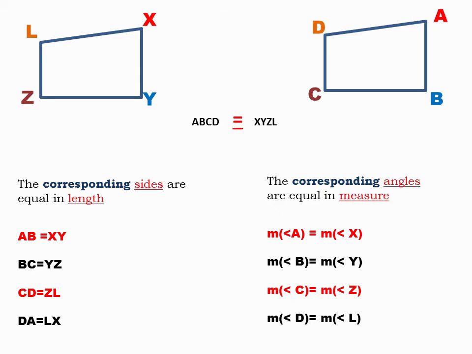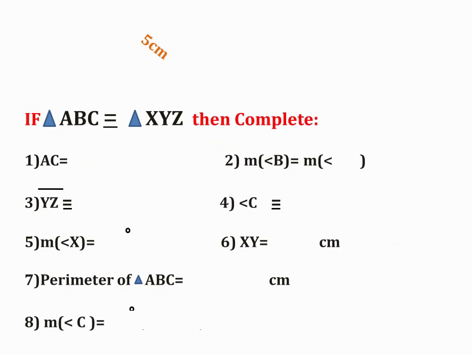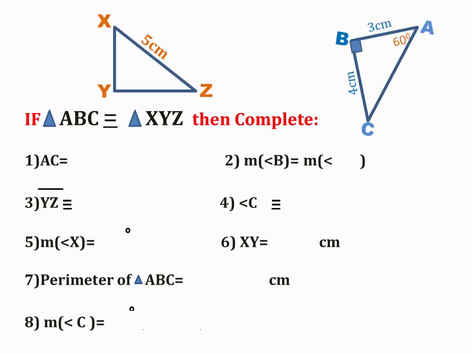Okay, now let's have a question. Here we have a triangle called XYZ, and its friend here is called ABC. As you can see, the triangle ABC is congruent to the triangle XYZ. If they are congruent, then we should know that the corresponding sides are equal in length and the corresponding angles are equal in measure. So, complete.